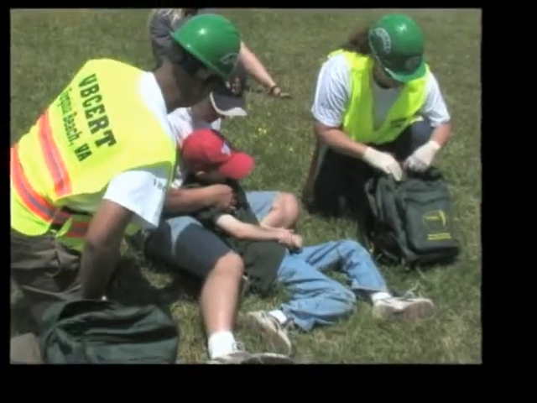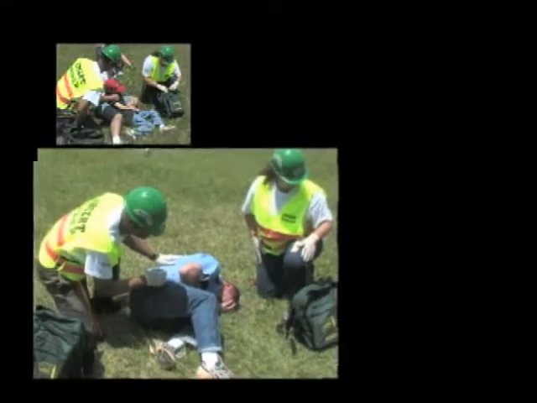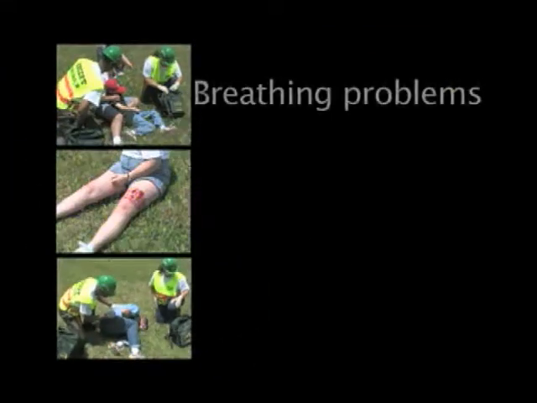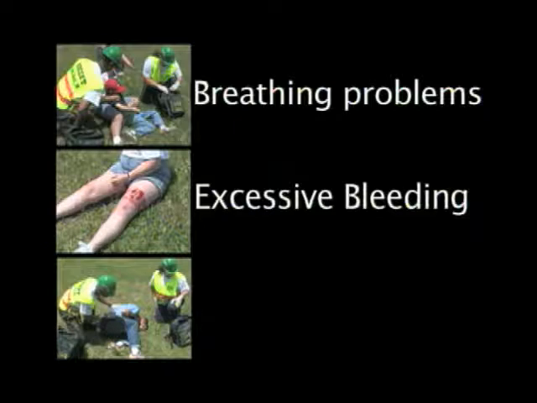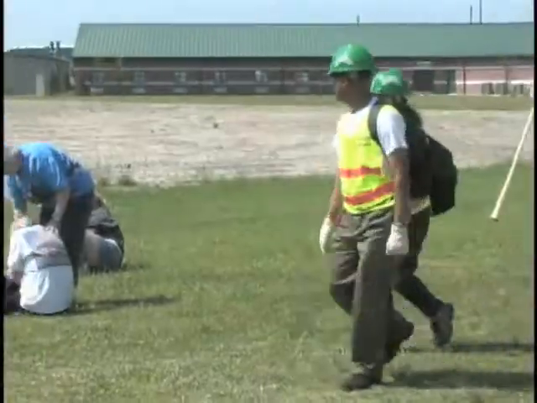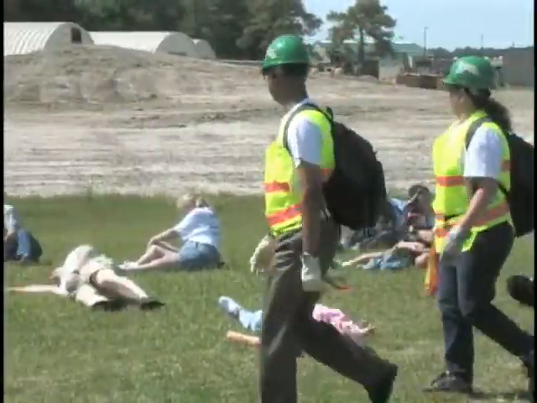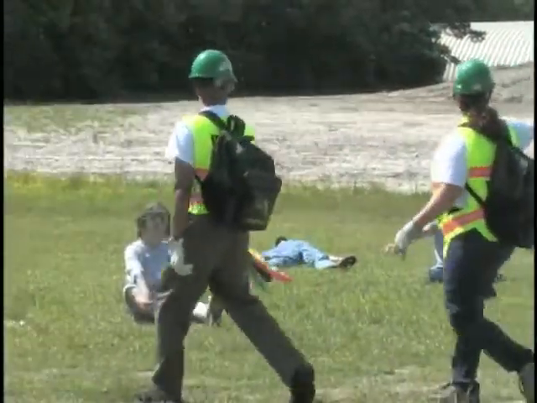When you use triage, you're trying to do the most good for as many people as possible. The goal of triage is to identify victims who are having problems with 3 killers. They are breathing problems, excessive bleeding, or shock, and to treat these victims immediately for these conditions. Triage begins at the incident site, as soon as victims are located.